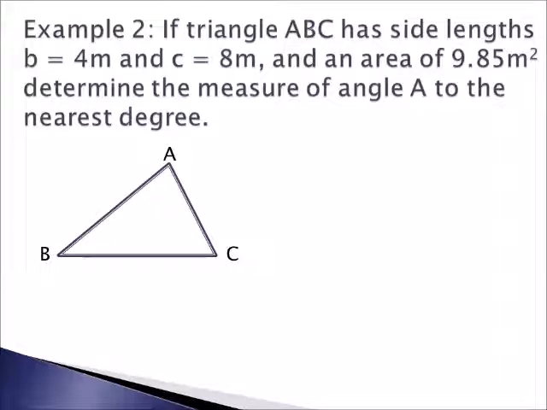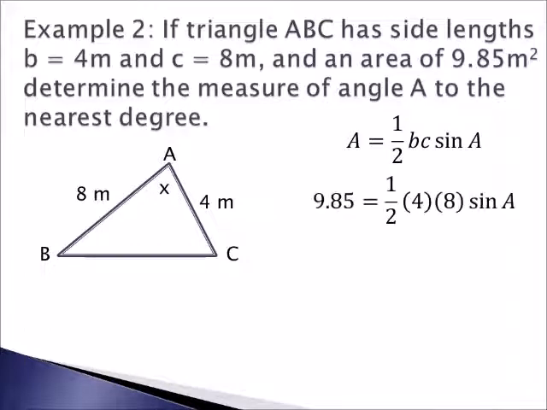So now after drawing our triangle, let's substitute in our values. We know that side B is equal to 4 meters and C is equal to 8 meters and that we need to find angle A. So after taking our equation to find the area of a triangle, we're going to substitute in our values and then simplify to get 9.85 is equal to 16 sine A.